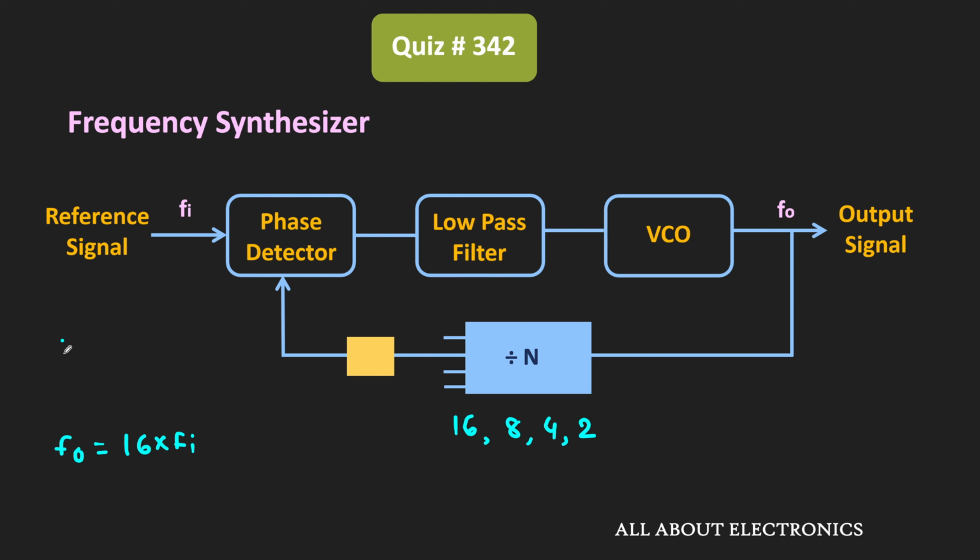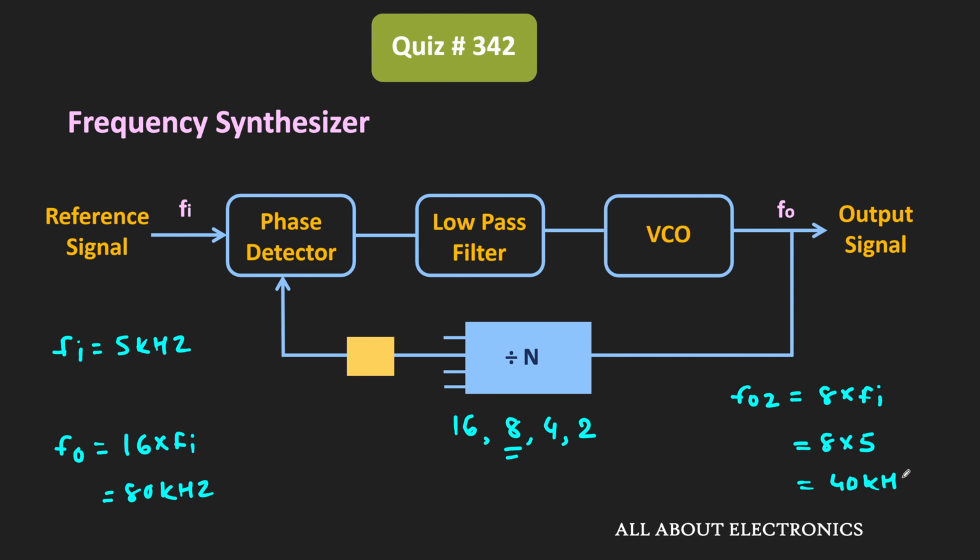And in this case, the input signal frequency is equal to 5 kHz. That means when the switch is connected to the divide by 16 output, the output signal frequency of this frequency synthesizer is equal to 80 kHz. Similarly, the second time, when the divide by 8 output is connected to the phase detector, the output signal frequency F02 is equal to 8 times Fi, that is equal to 8 times 5 kHz, that is equal to 40 kHz.